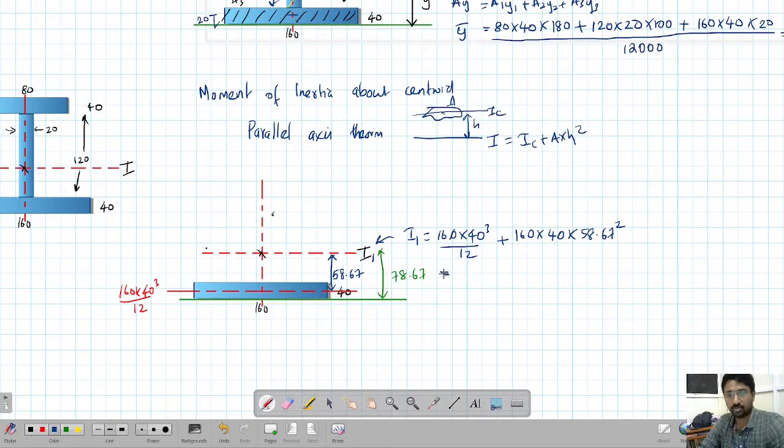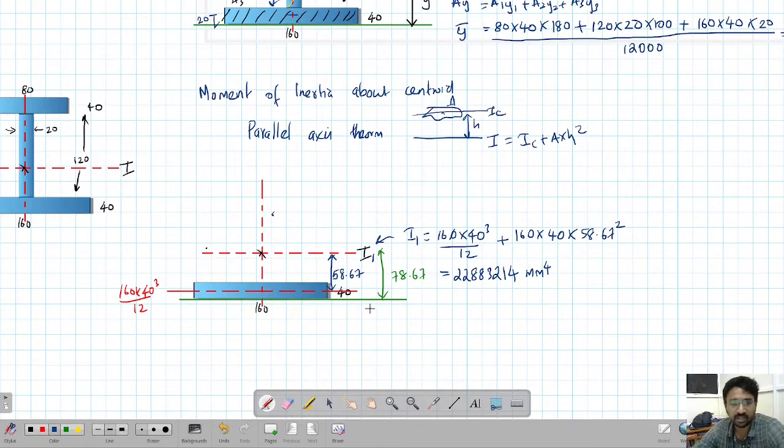So this comes out to be, let's calculate this very fast, 22883214 mm raised to 4. So this is the moment of inertia. This is I1. This is the moment of inertia of this rectangle about the centroid.